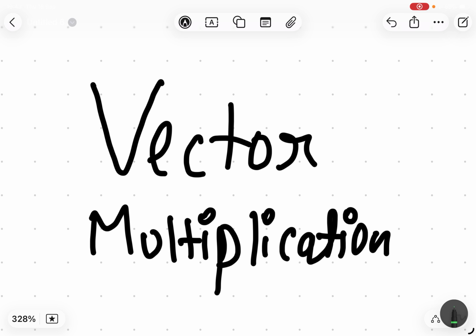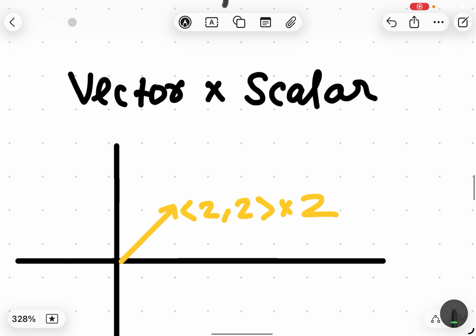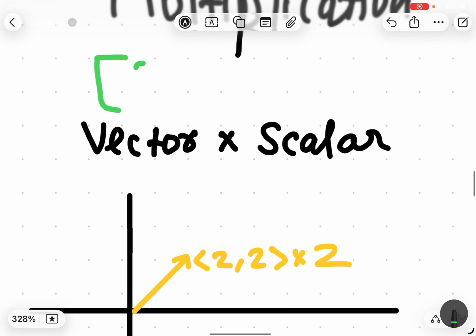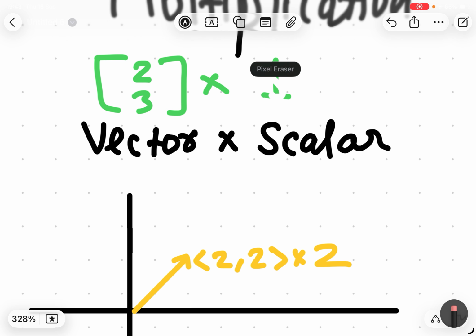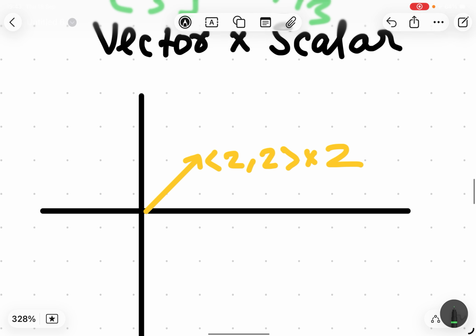Today in this video we'll quickly learn about vector multiplication. So basically I have a vector which is (2, 3), and then I multiply it by any scalar number, which is just a number, like 1, or maybe I could multiply it by 1/3. Then that's vector multiplication. So today we'll see what happens when we multiply the vector 2 by 2.